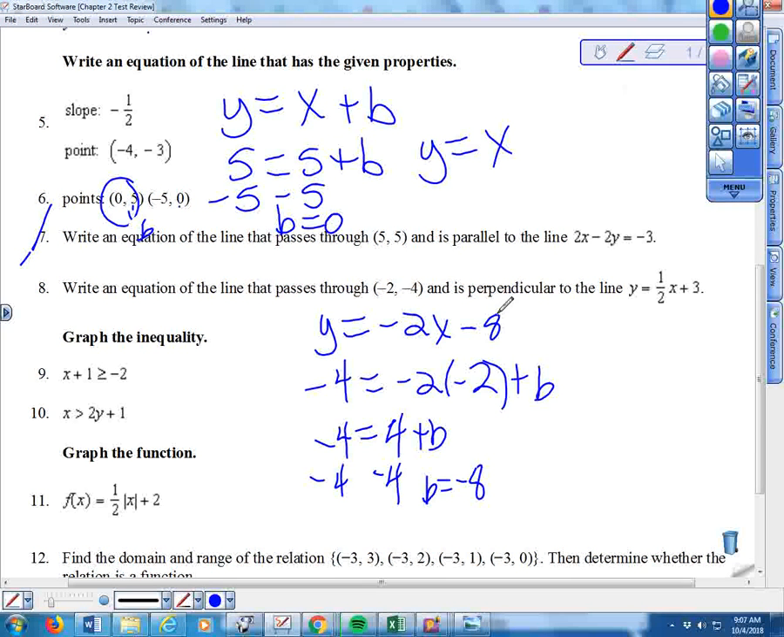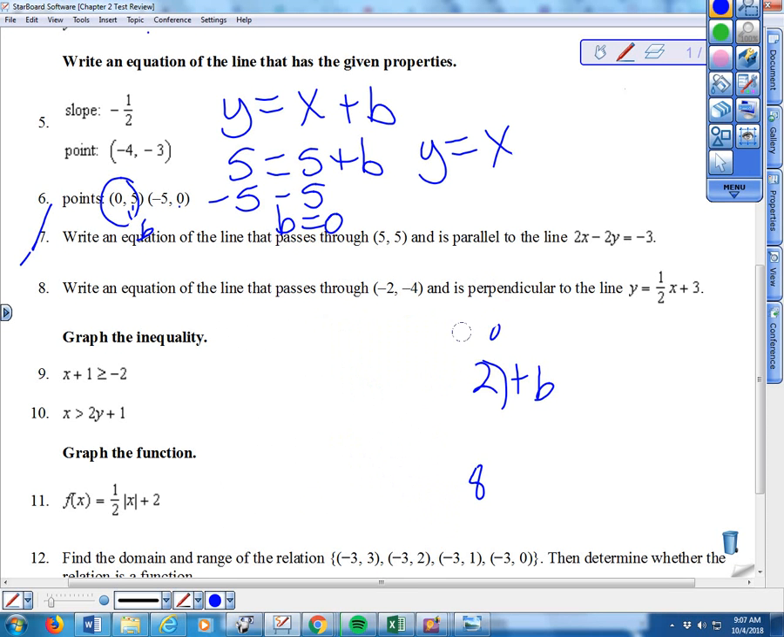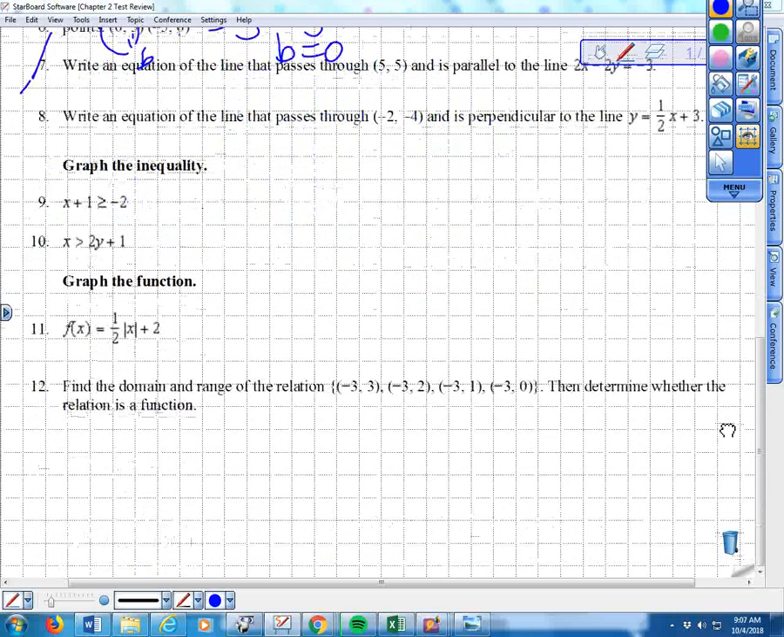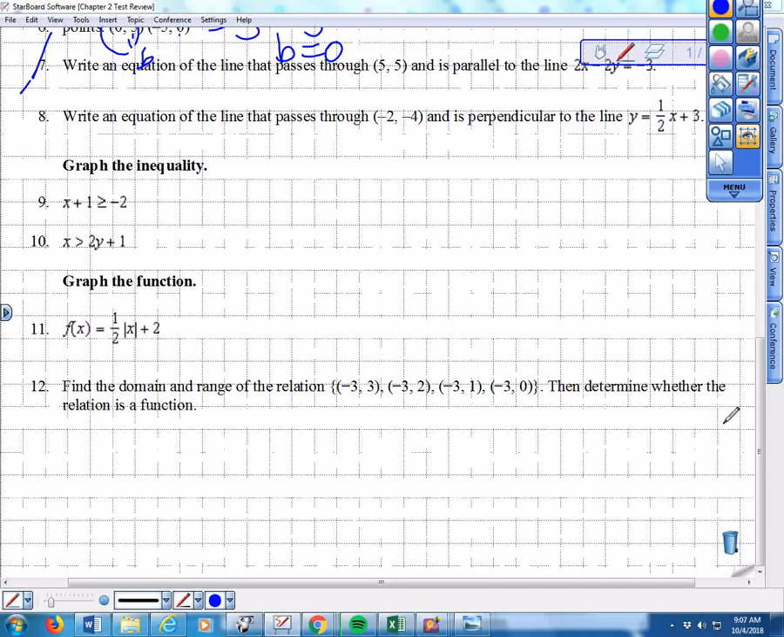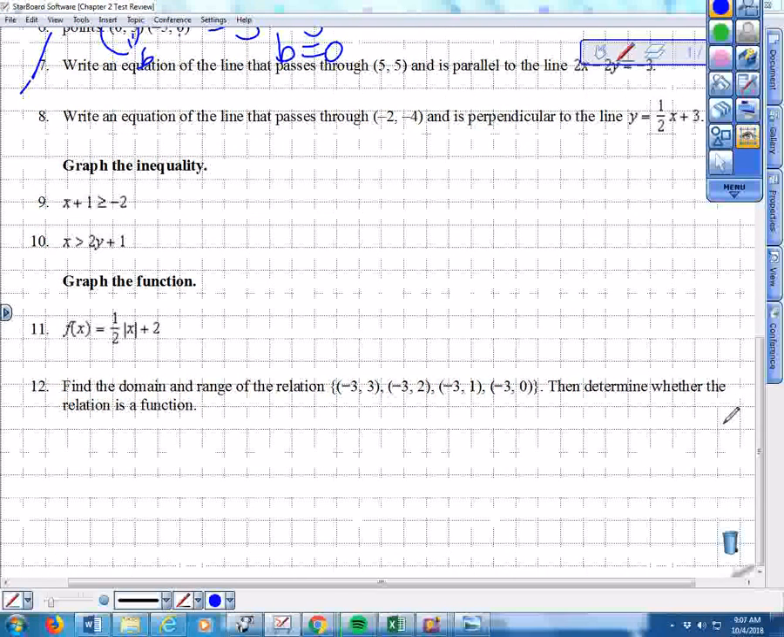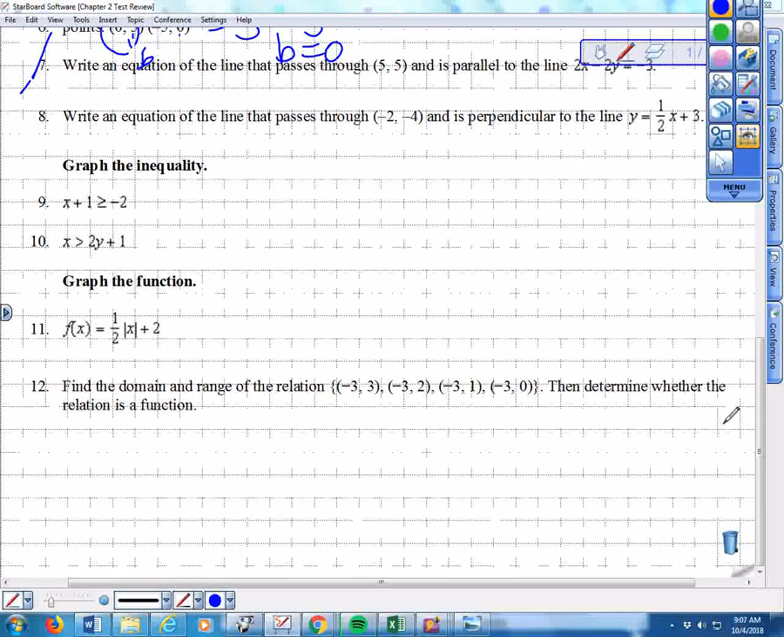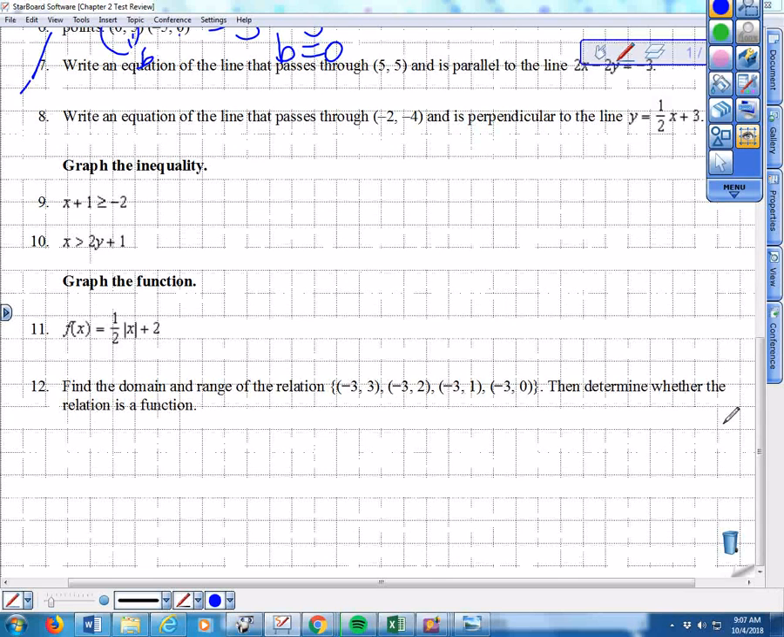Okay. Graphing inequalities, what are the 3 things you need to do? The first is what? Graph the line. Graph the line as if it were an equal sign. Graph the line. That's the first step. Second step? Determine if it's solid or dashed. Good. Third? Shade. So you have to do all 3 for inequalities. Don't forget that.